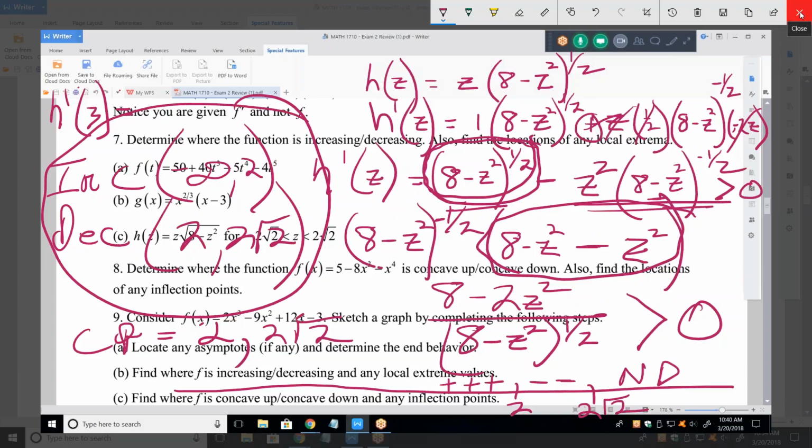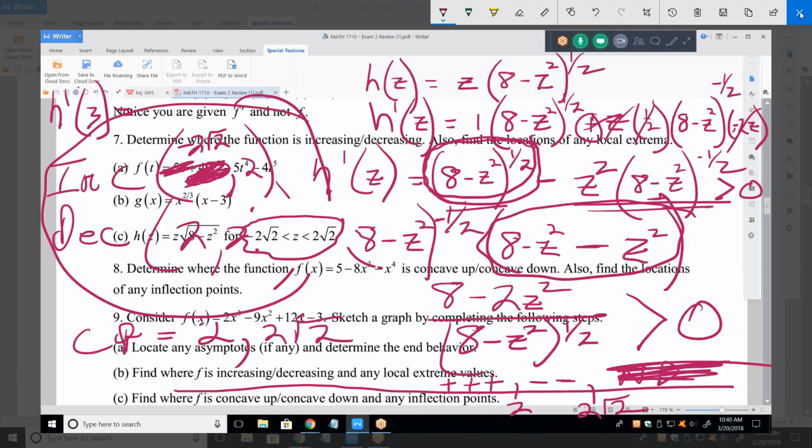7C. Notice we didn't look at something. That right there. The domain for z was between -2 root 2 and +2 root 2. So that's not even in our domain to look at. And in fact, that means the answer has to be -2 root 2 to 2 is where it's increasing, and it's decreasing from 2 to 2 root 2. That's got to be the answer.